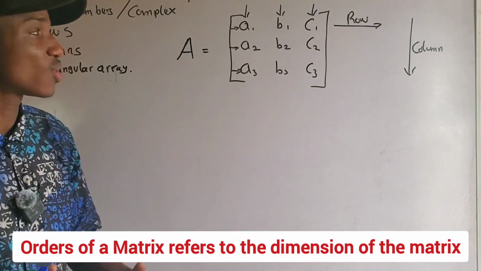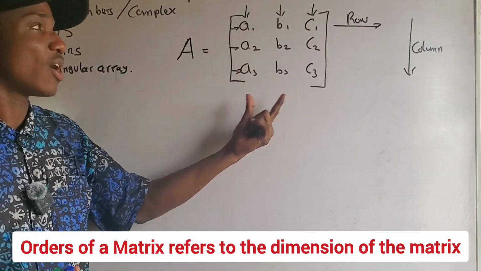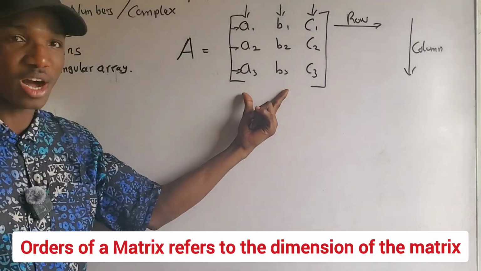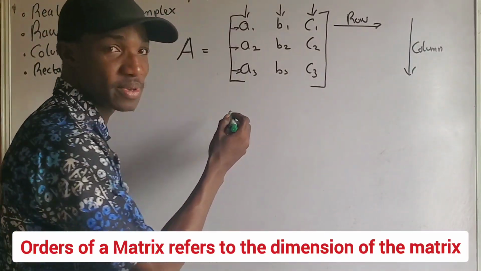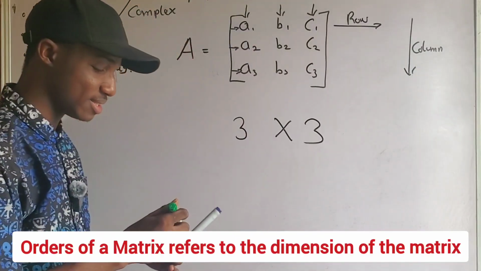So when we are talking about the order of a matrix, we are looking at the dimension of the matrix. Let's consider the matrix that we have on the board. Matrix A equals to this. Now, how many rows do we have in this matrix? We are having 3 rows, right? How many columns do we have? We are having 3 columns. So the dimension of this matrix will be what? Please pay attention. 3 by 3. That is the dimension of the matrix.